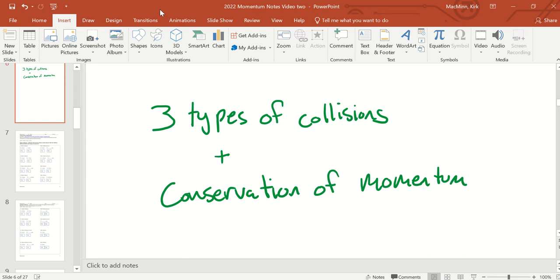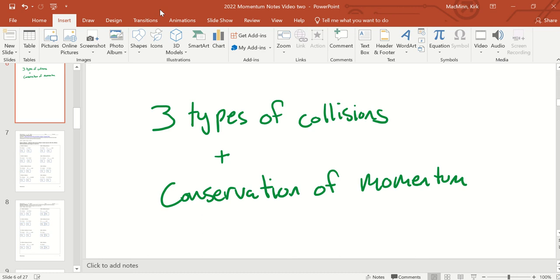We're now going to look at the three types of collisions: elastic, inelastic, and recoil. We're going to be taking a look at the law of conservation of momentum and how we can use that law to find information about the speed or mass of an object before or after a collision.